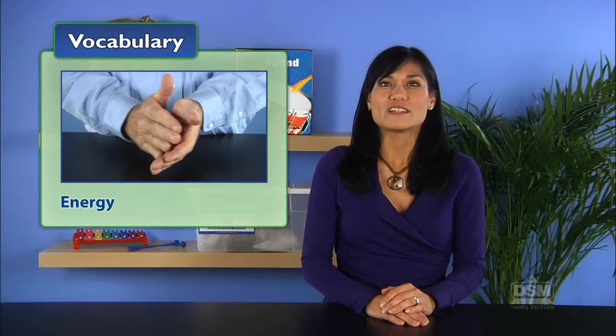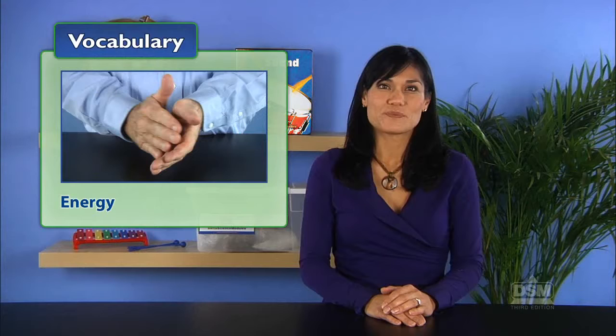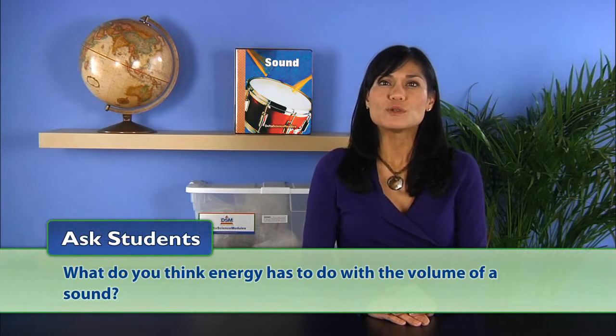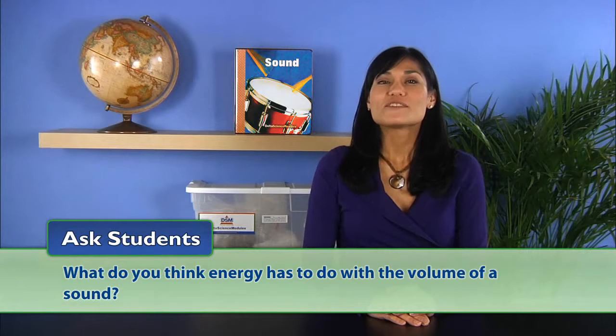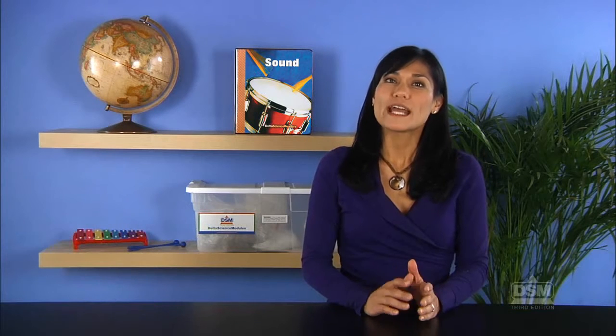Next, have the students hold the strip of plastic between their thumbs, as they did in Activity 2. Have them first blow gently and then harder. Again, they will hear the volume increase. Introduce the term energy as the ability to do work. Help students understand energy is required to make an object vibrate. Then ask students, what do you think energy has to do with the volume of a sound? The students should infer that the more energy applied, the louder the sound.